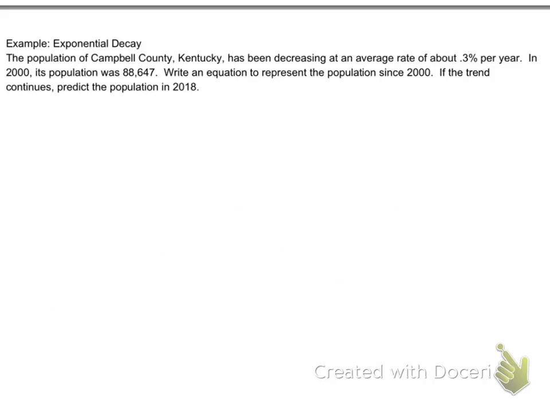Okay, guys, let's talk about an exponential decay problem. Here's a population problem of Campbell County, Kentucky. It has been decreasing at an average rate of 0.3% per year. Not really that big, right? In 2000, its population was 88,647. I would like you to write an equation to represent the population since that year's population in 2000.